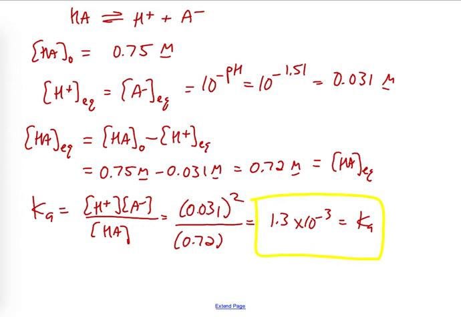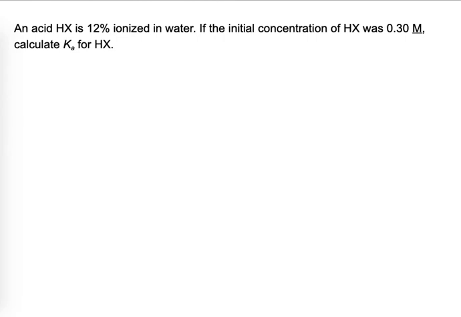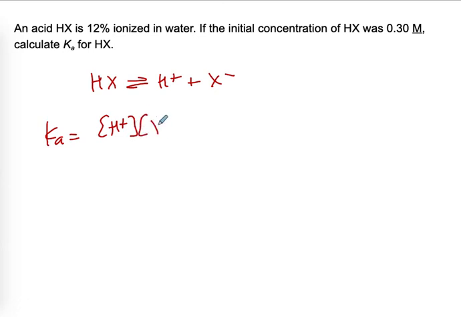One final problem that involves percent ionization is a little more complicated. An acid HX is 12% ionized in water. If the initial concentration is 0.30 molar, calculate Ka. Never hurts to start by writing an equation to represent the ionization, or to write the Ka expression. This will always get you some partial credit.